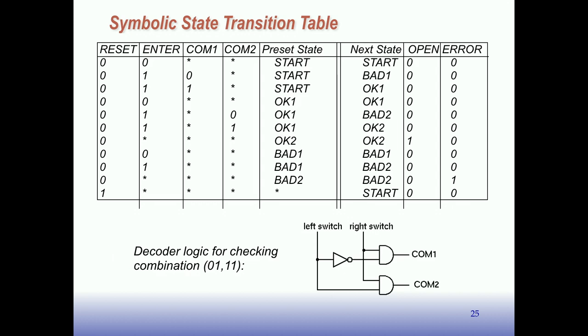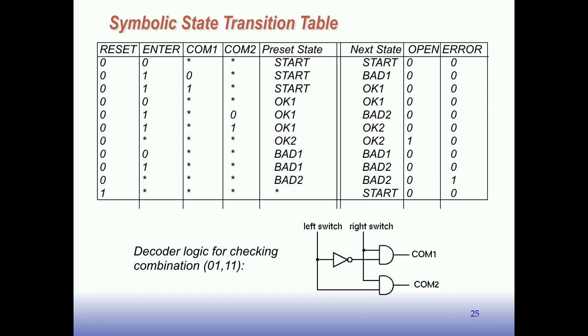Those are inputs then to the circuit, along with the reset signal, enter signal, right? And then we have the present state representation here. And then these are the output things. We have open, error, and the next state. Right? And we're going to use this table to specify what the logic is. I use stars here as wildcards.